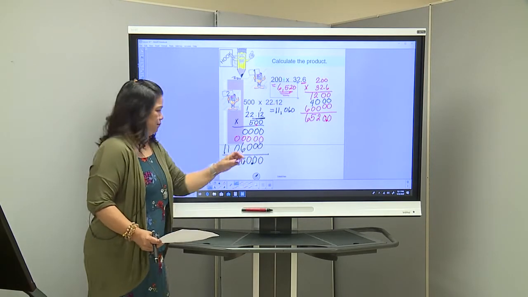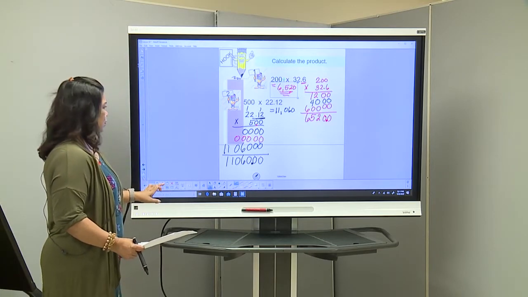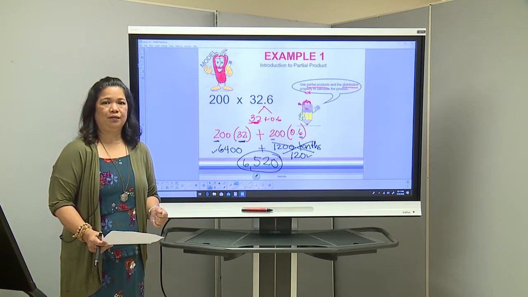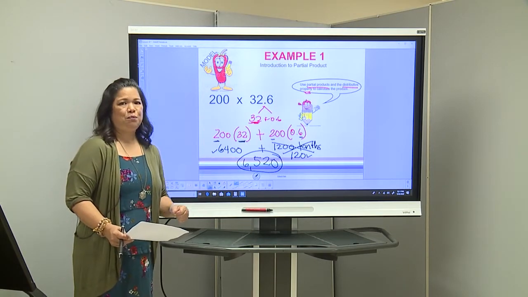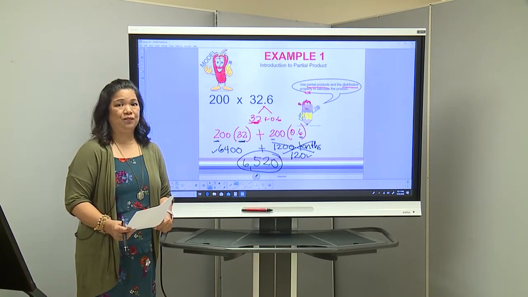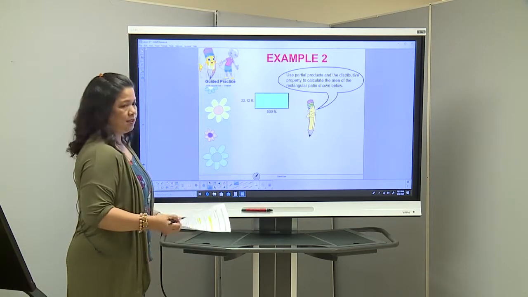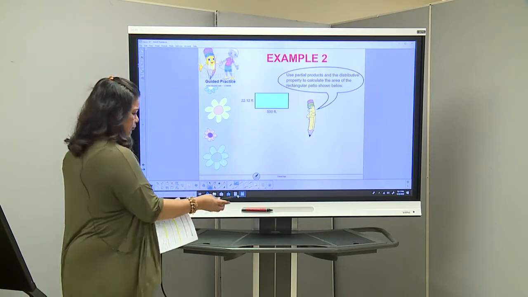Standard algorithm or partial product using mental math? Of course, partial product. It's easier. Okay? All right. Now, let's go to the next example.